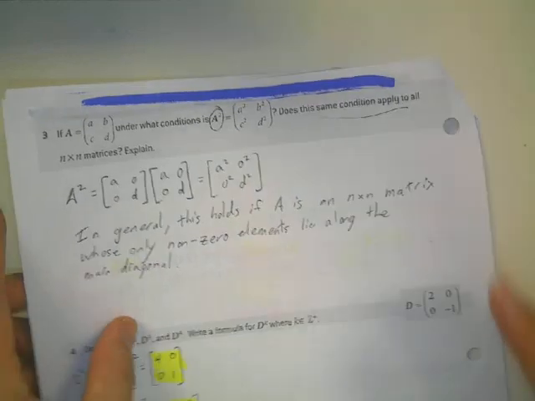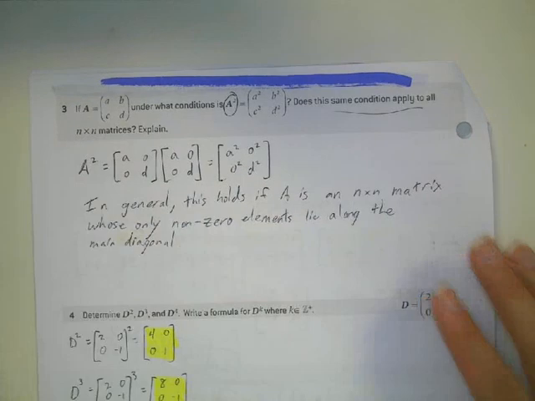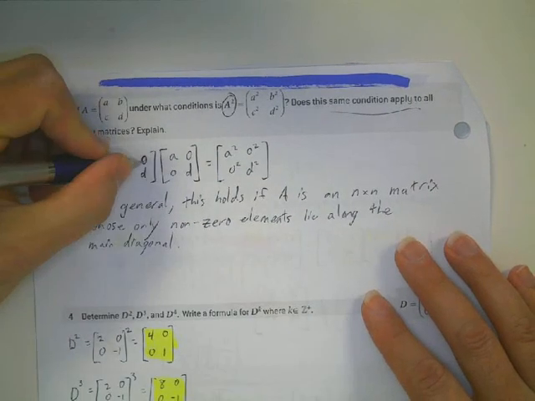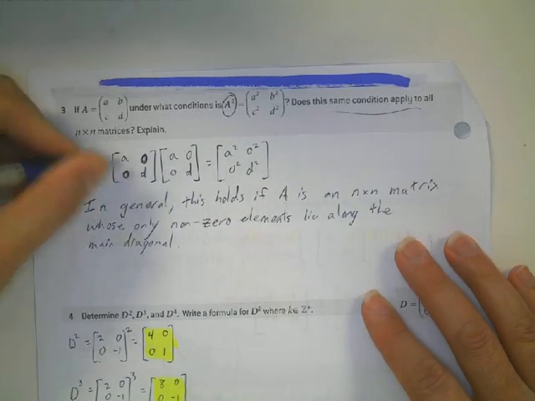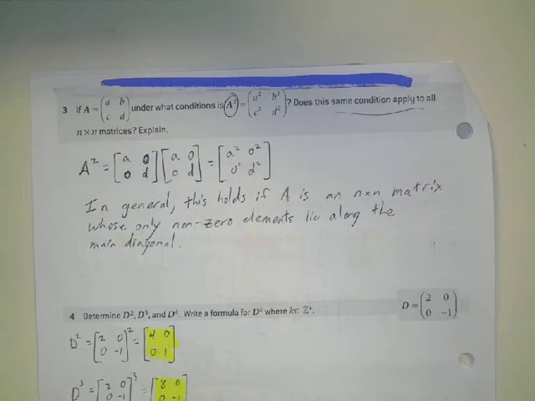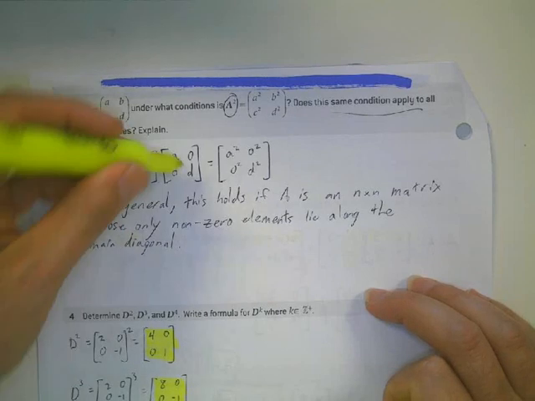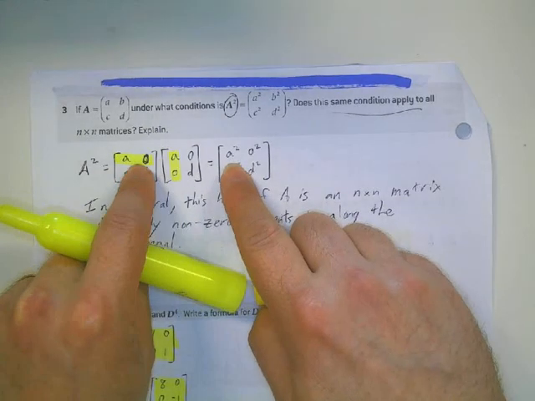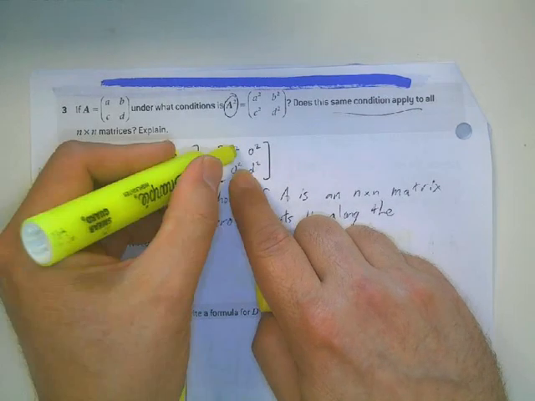So in a general situation, when is it going to work? It's going to work when this value here and this value here is 0. Because if I multiply this row times this column, I'm going to get a times a, which gives me a squared, and 0 times 0, which gives me 0. So that's going to give me that cell there.